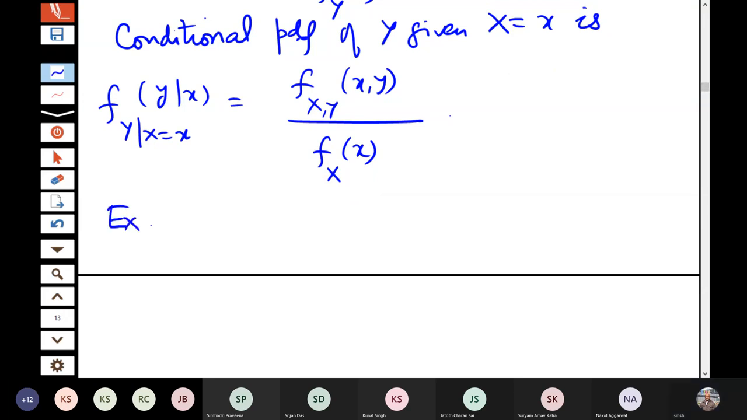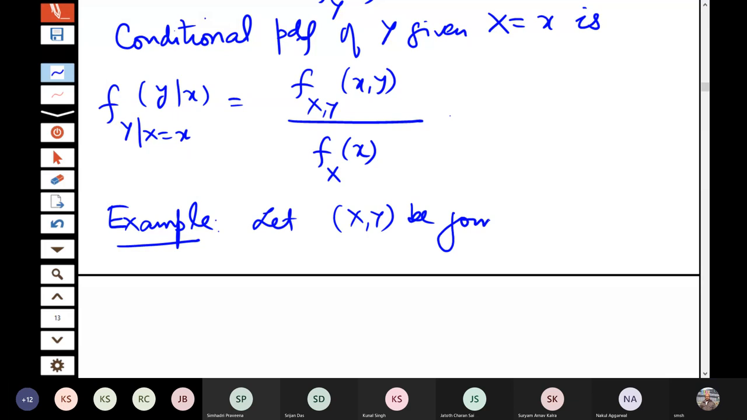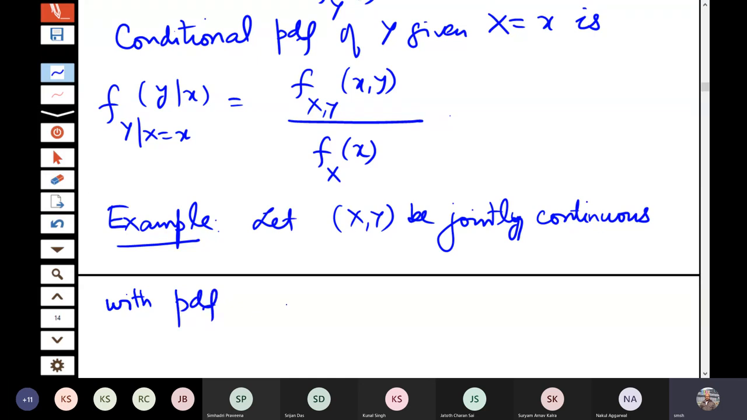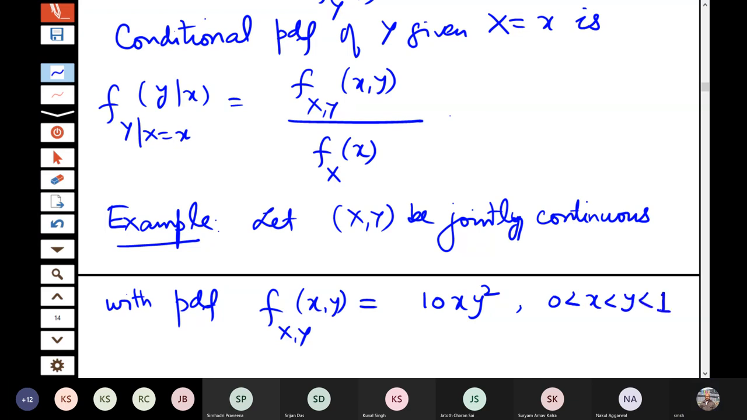So let us take some example here. Let us consider, let x, y be jointly continuous with the probability density function given by 10xy square, if x is less than y and they lie in the interval 0 to 1, then the density function is 10xy square, otherwise it is 0.